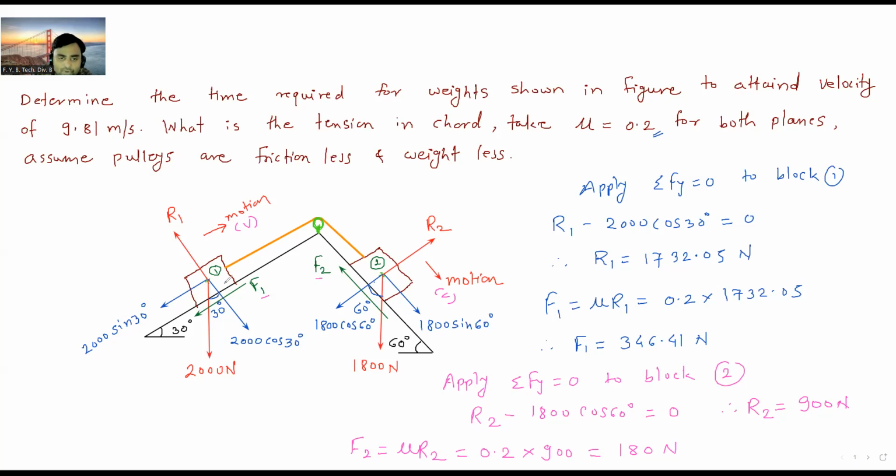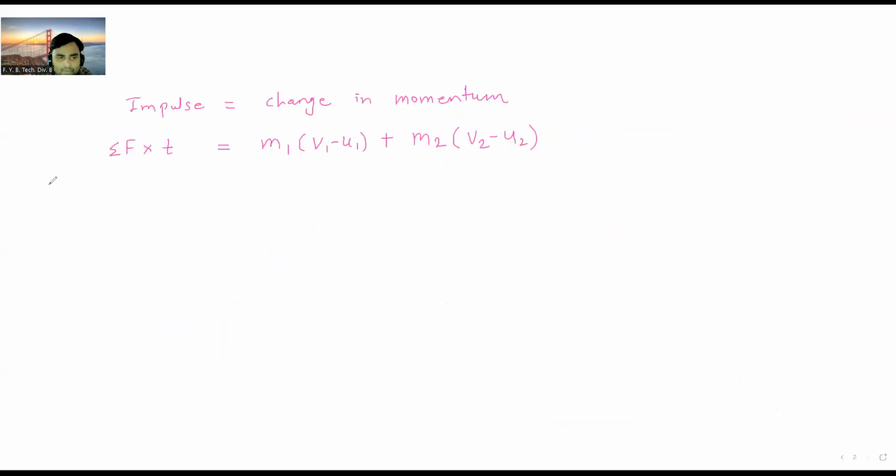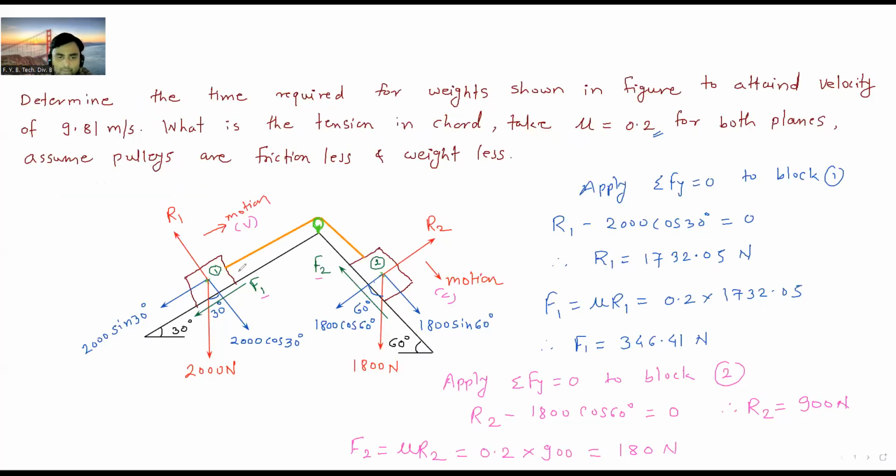The second force acting on this block, parallel to this plane, is F1, which is 346.41. This F1 is also in the opposite direction to the motion. These two forces are in the opposite sense of the motion. So it will be minus 2000 sine 30 minus 346.41. This is for block number one.